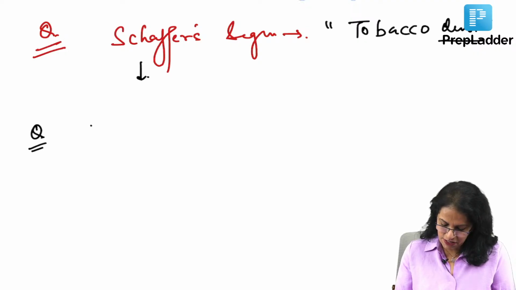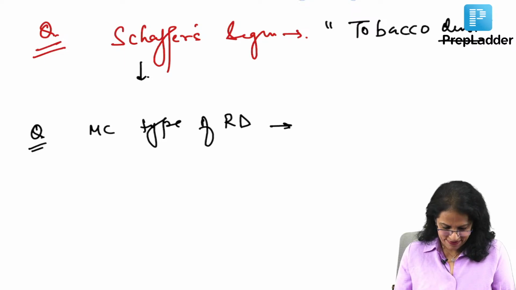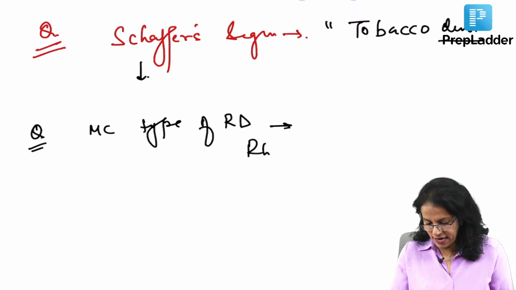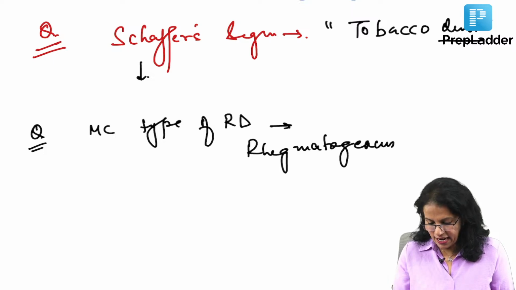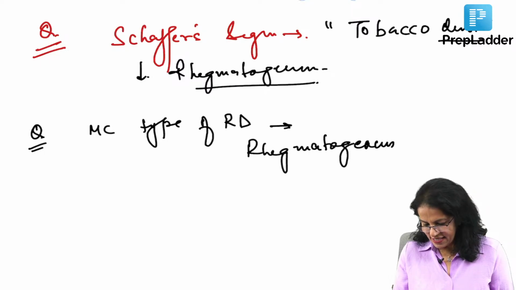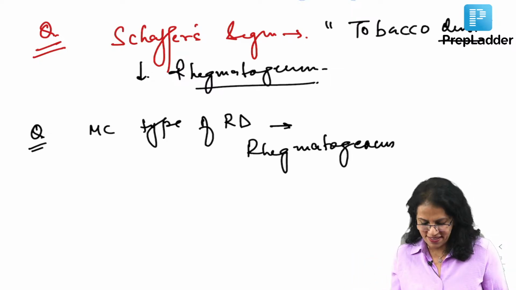Okay, I'll put another question. Which is the most common type of retinal detachment? What is the most common type of RD? What will you answer? The most common type of RD is rhegmatogenous, isn't it? Rhegma is break. And Schaffer's sign is a feature of rhegmatogenous RD. One of you has already told me giant retinal tear, so it is a feature of rhegmatogenous RD. These are some important questions that you have to keep in mind. What are the three types? Tractional, rhegmatogenous and exudative. Okay.